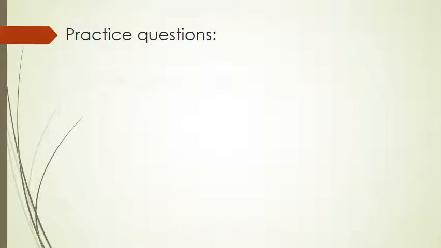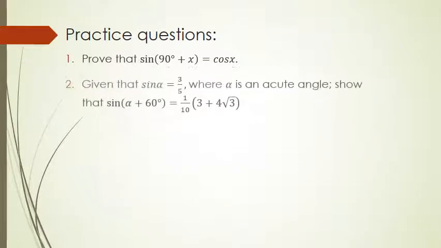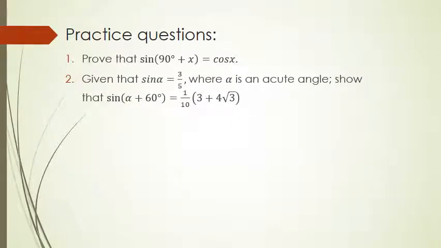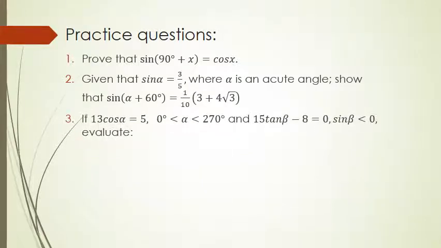Time now for some practice. Prove that sine(90 degrees plus x) is equal to cos x. Given that sine alpha is equal to 3 over 5, where alpha is an acute angle, show that sine(alpha plus 60 degrees) is equal to 1 over 10 into (3 plus 4 root 3). If 13 cos alpha is equal to 5, alpha lying between 0 and 270 degrees, and 15 tan beta minus 8 is equal to 0, where sine beta is negative, evaluate sine(alpha plus beta) and cos(alpha plus beta).